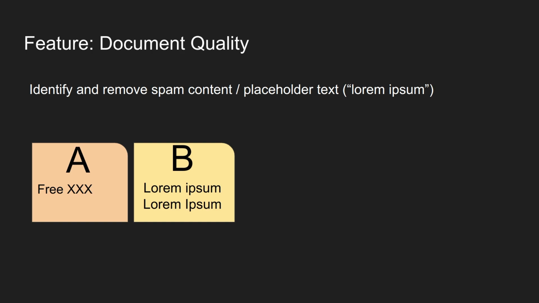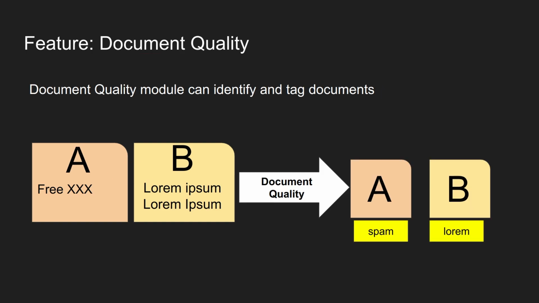Next feature, let's talk about document quality. Say in my document set, I have spam documents like this, or maybe documents that only have placeholder text like lorem ipsum. We don't need this as part of our training data. So we have a module that will go through the contents and tag them as spam or lorem ipsum placeholder text. Using these tags, we can then eliminate these documents from our data set.